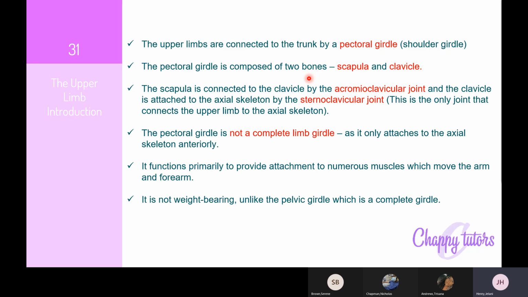The clavicle is attached to the axial skeleton by the sternoclavicular joint, right? This joint is the only joint that connects the upper limb to the axial skeleton. So your entire upper limb is only connected to your axial skeleton via that one sternoclavicular joint, right? The primary function of your shoulder girdle is for muscle attachment, and that allows for the range of motion of the arm and forearm, right?